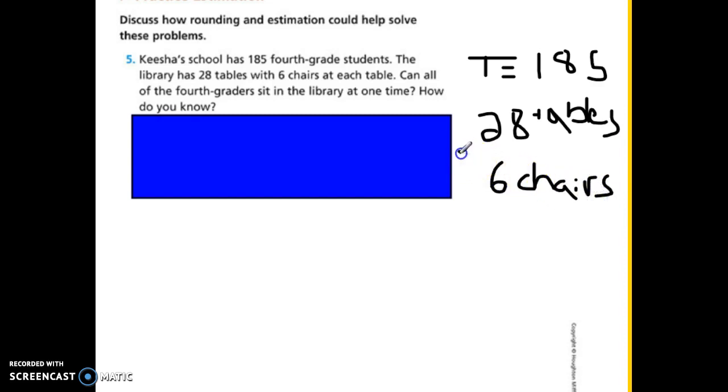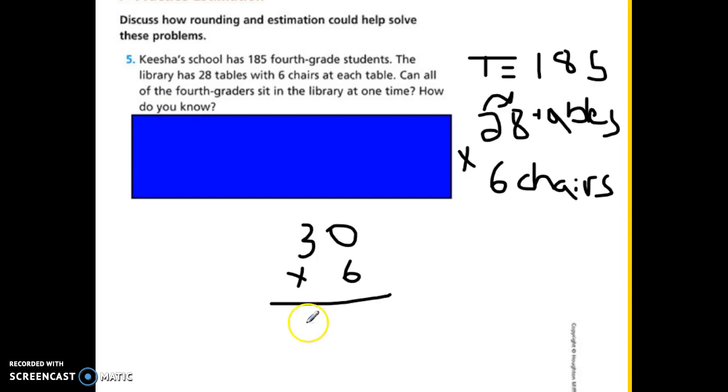But we want to estimate that. So again, I'm going to look at the number behind it. It's above 5, so I'm going to round that one to 30. So really I'm doing 30 times 6. All right. What answer would I get when I do 30 times 6? Go ahead and do that calculation there. And then I'll go ahead and do it as well.